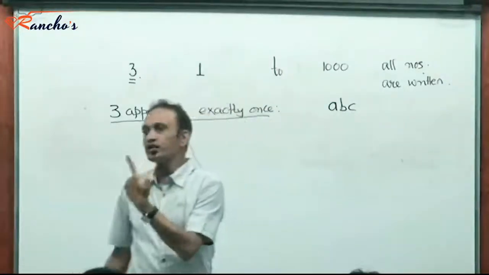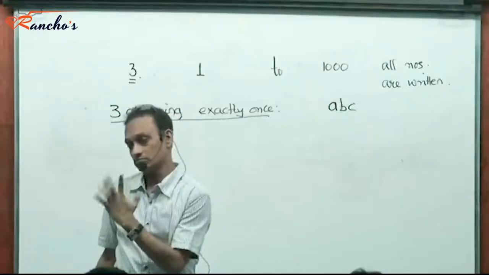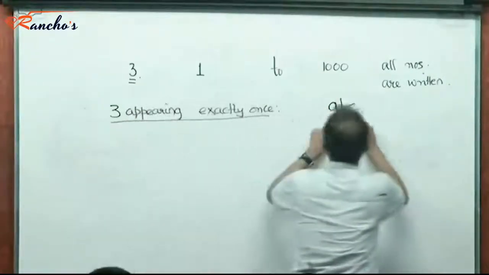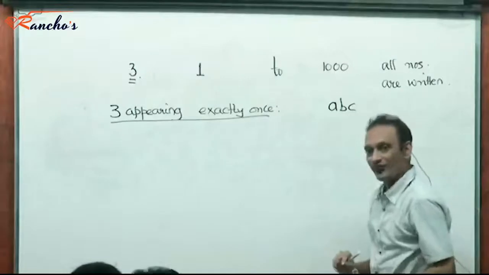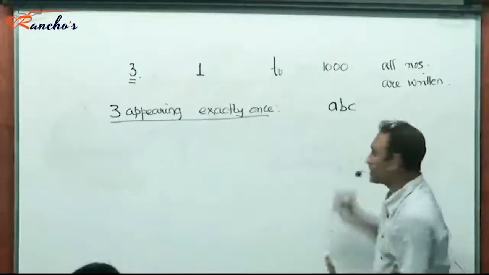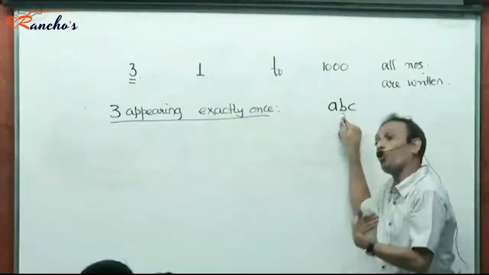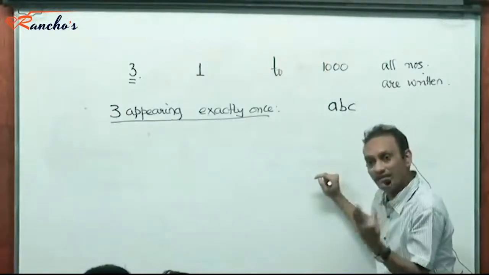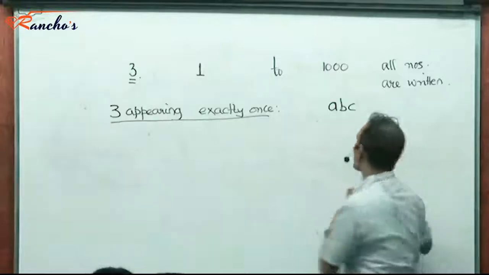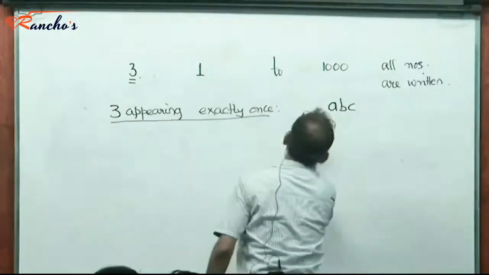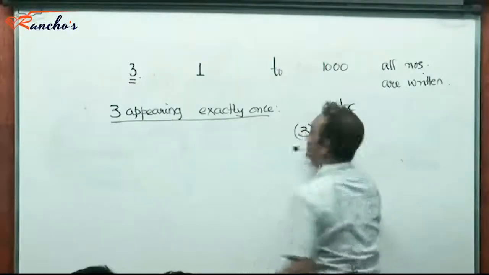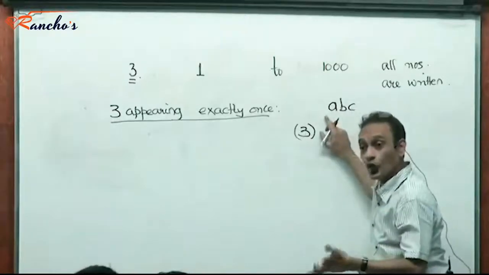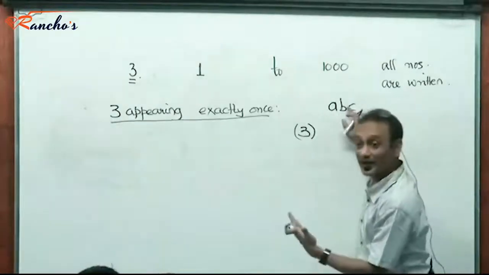Now 3 appearing exactly once. It could appear in any of the 3 locations. Right? It could appear in any one of the 3 locations. It could appear here, or here, or here. 3 ways, right? Where 3 could appear. It could appear at A, or it could appear at B, or it could appear at C.